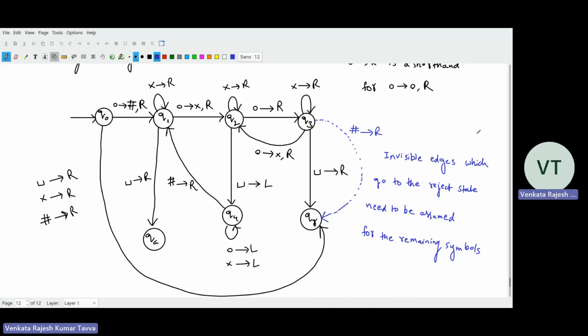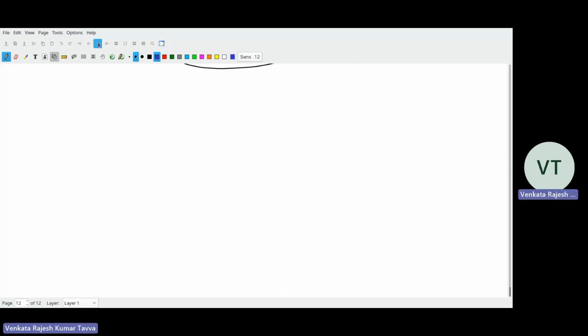W hash W, you remember, the left half of the string should be identical to the right half of the string. So what were we doing? We first read the first symbol, cross it, go to the right half of hash, and read that symbol. If it matches the previous one, cross it, otherwise reject it. So we continue this process in a zigzag fashion. So for that language, let's build a Turing machine: W hash W such that W belongs to 0, 1 star.